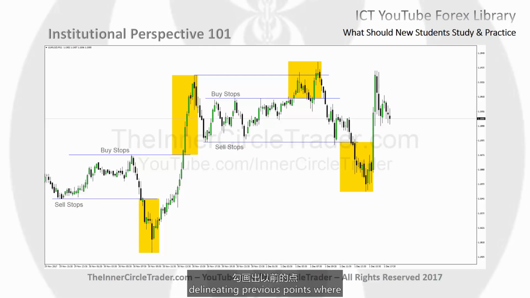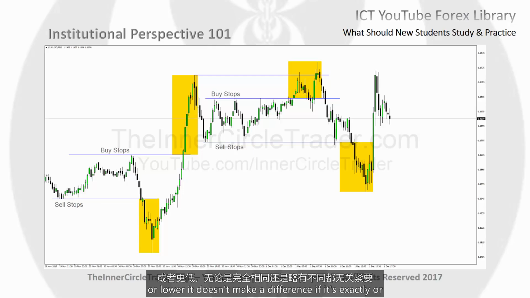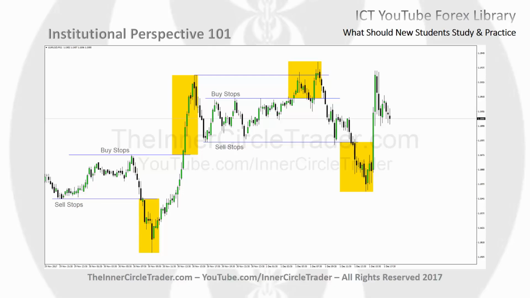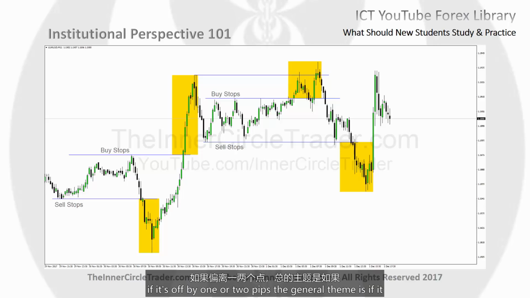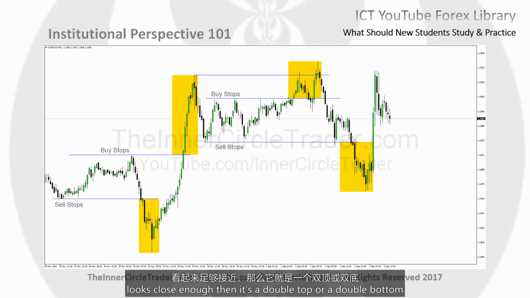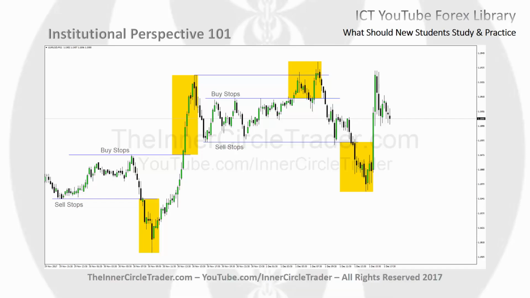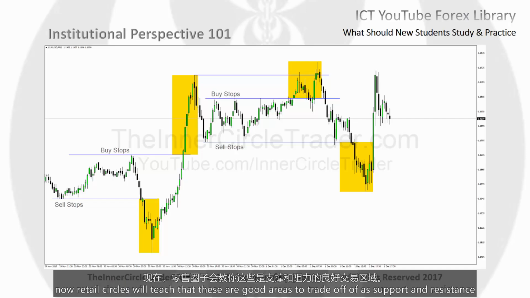We're delineating previous points where it made equal highs or slightly higher or lower. It doesn't make a difference if it's exactly equal or if it's off by 1 or 2 pips. The general theme is if it looks close enough, then it's a double top or a double bottom. Now, retail circles will teach that these are good areas to trade off of as support and resistance.